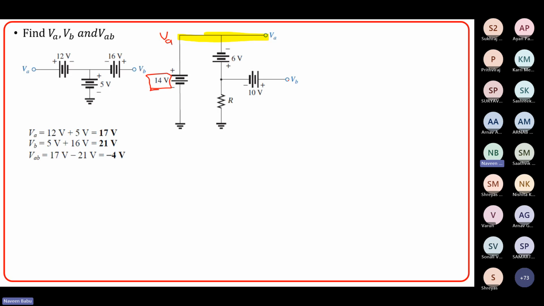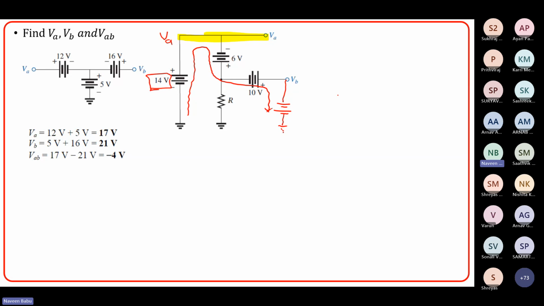Now what is VB? For VB, you can just put a voltage battery like this and then apply KVL in this loop. Let's start from here. I'm going to travel like this and then I'm going to travel like this, right?